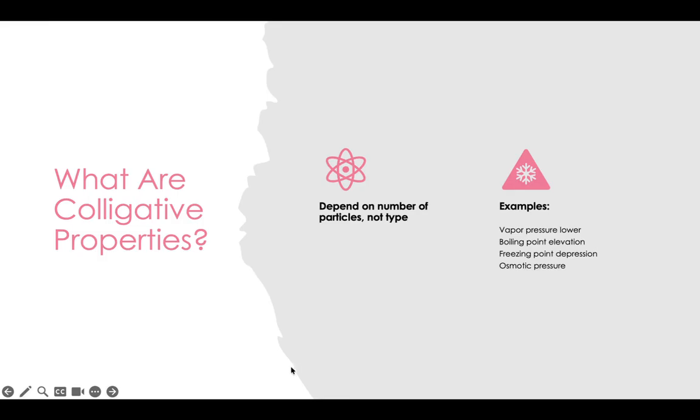So first, let's go over what colligative properties actually are. Colligative properties are physical properties of solutions that depend on how many particles are in the solution, not what the particles are made of. Some examples of this include boiling point elevation, freezing point depression, and vapor pressure lowering, as well as osmotic pressure.